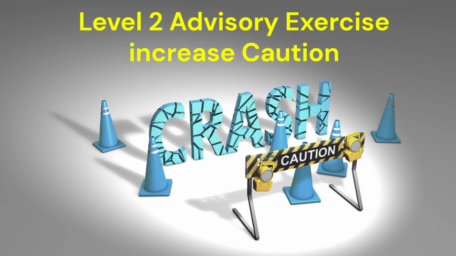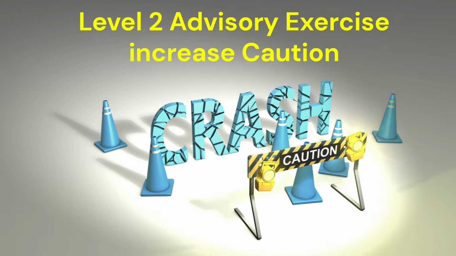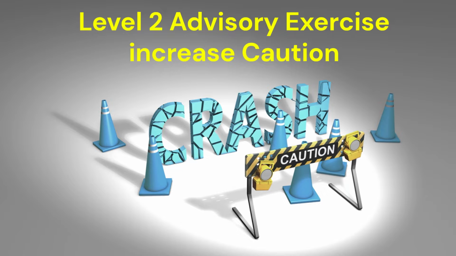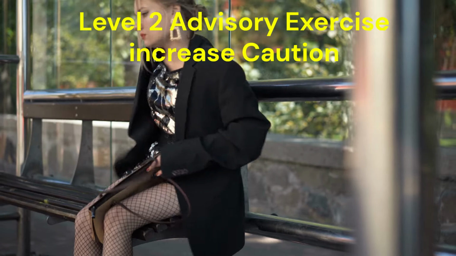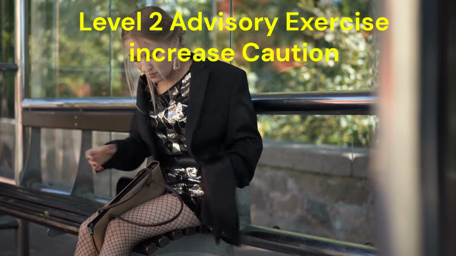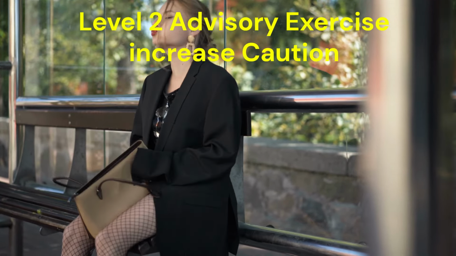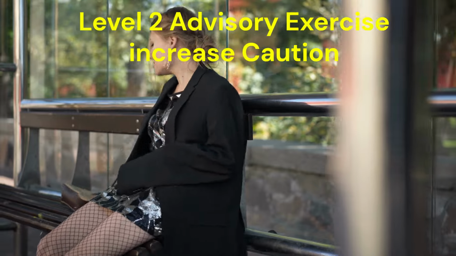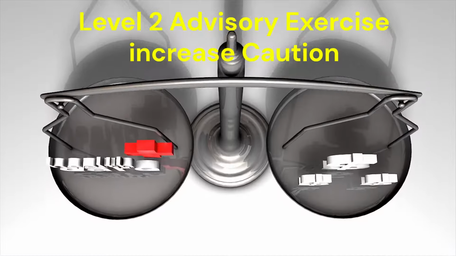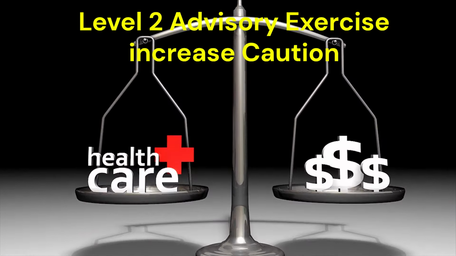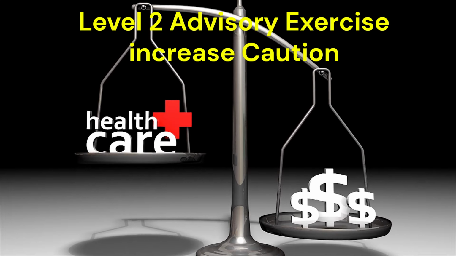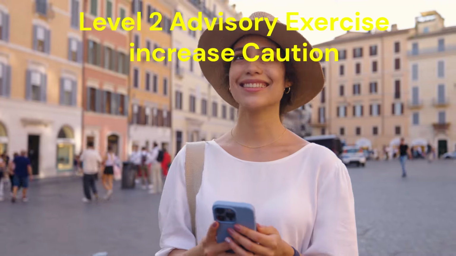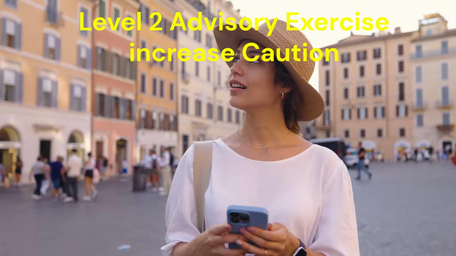A level two travel advisory, exercise increased caution, issued by the U.S. State Department means that the traveler should be more aware of risks such as crime, terrorism, civil unrest, or health concerns, but that travel is not discouraged outright. This level is common for many popular tourist destinations worldwide, including parts of Europe, the Caribbean, and Asia.